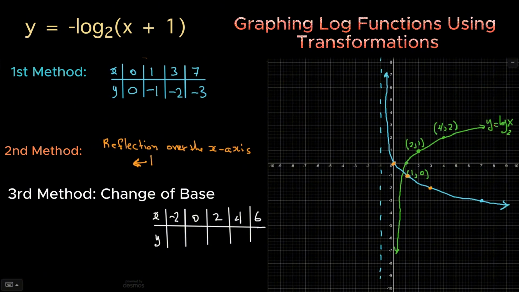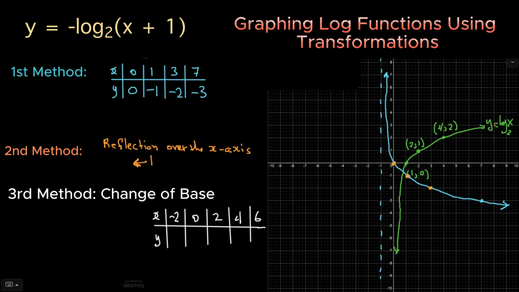And now we come to the third method. The third method, we're going to use change of base. Do you remember change of base? Log base a of x, you could make that log x over log a. And that allows you to use your calculator, because the log without a base means the base is 10, and that's what the calculator is programmed for.